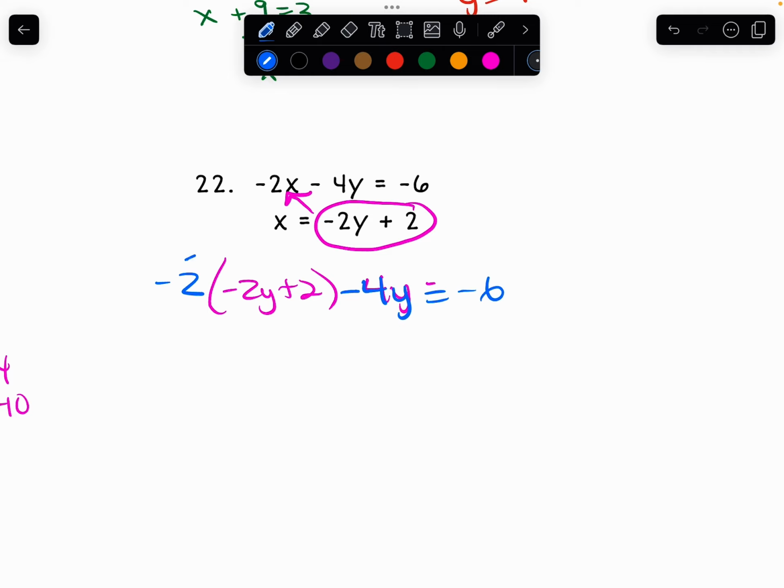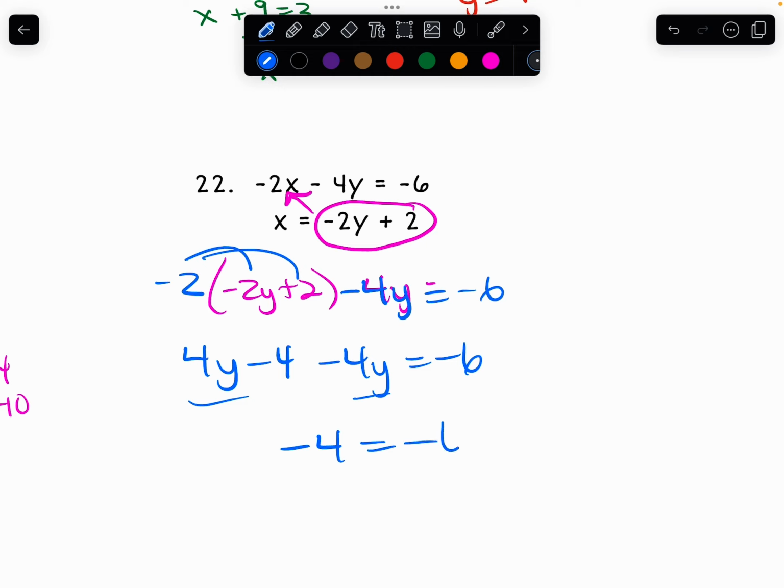So I'm going to distribute that. Get 4y minus 4 minus 4y equals negative 6. I'm going to combine like terms and I get negative 4 equals negative 6. Nope. So that's no solution.